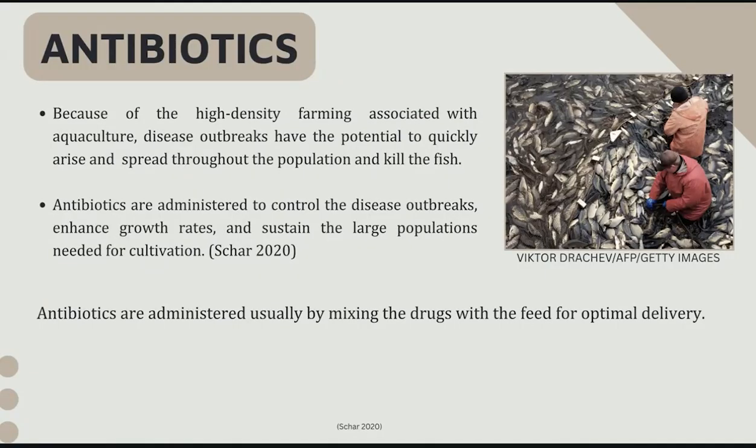In order to combat this, farmers administer antibiotics to control the disease outbreaks, and in addition to that, they can also enhance growth rates, and it makes them able to sustain the large populations needed for cultivation and the revenue that they make from that. So antibiotics are usually administered by mixing the drugs with the feed for optimal delivery. Just putting the antibiotics in the water usually is not enough, so they usually just mix it in with their feed.